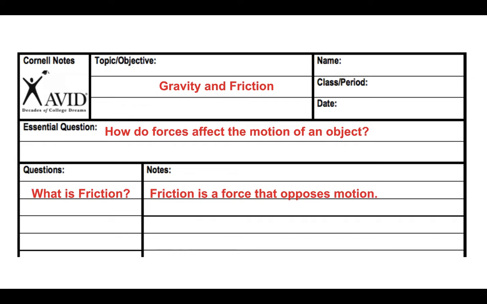Okay, here we go. Our essential question for the day is, how do forces affect the motion of an object? And what is friction? Friction is a force that opposes motion. So anytime something is moving, there's friction against it, slowing it down. So talking about Newton's first law, an object in motion stays in motion unless acted upon by an unbalanced force. Whenever something is moving, that unbalanced force to slow down an object is going to be friction.